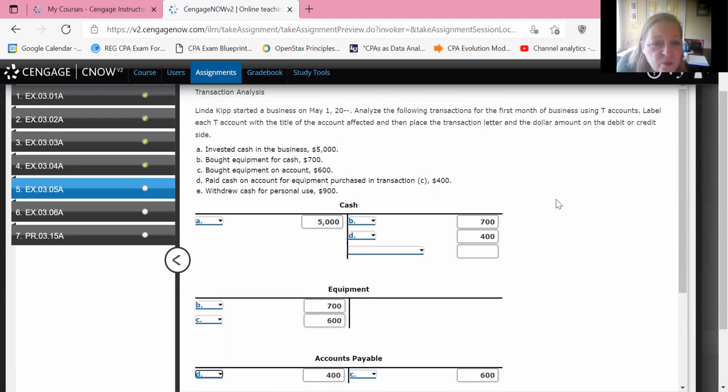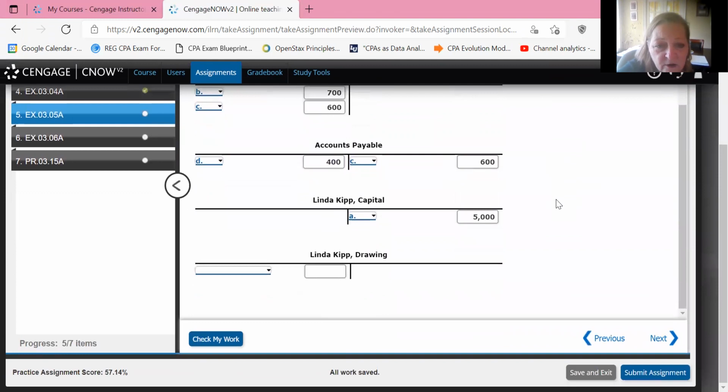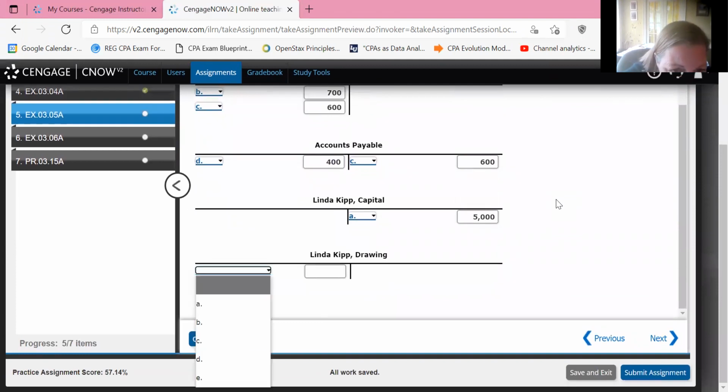And then the E transaction, withdrew cash for personal use, $900. Withdrawing cash is taking money out of the bank account for the owners, isn't it? And so drawing is our last entry. We want to E.